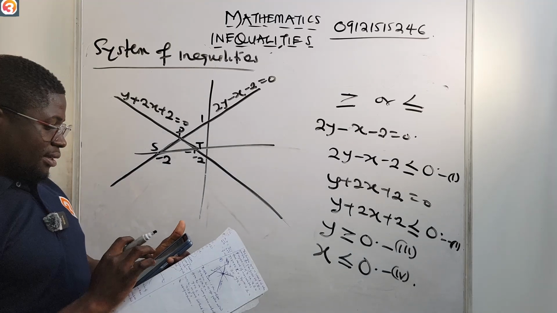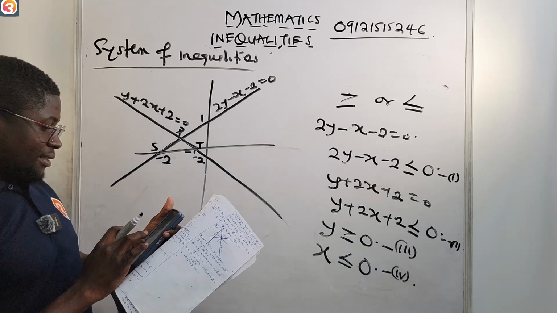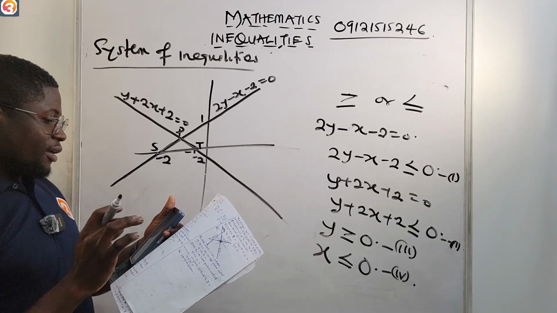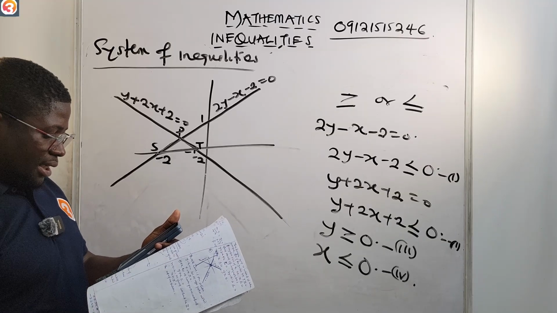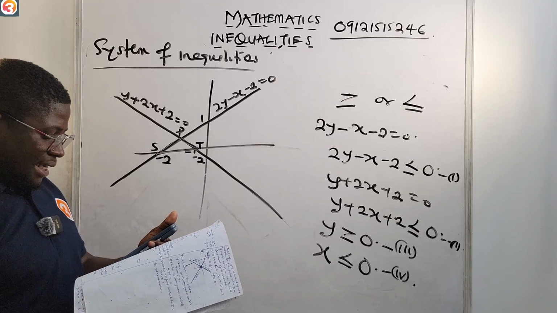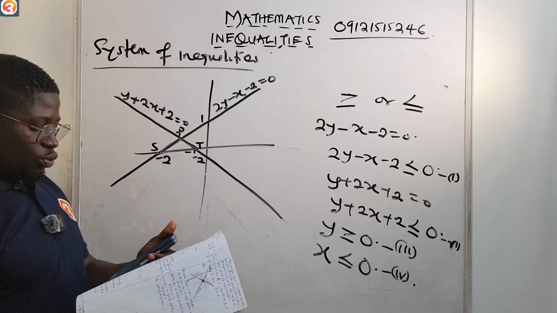So that is here. What year is that? 2001, number 9. Okay, so the correct answer there will be option C. Y is greater than or equal to 0, x is less than or equal to 0.